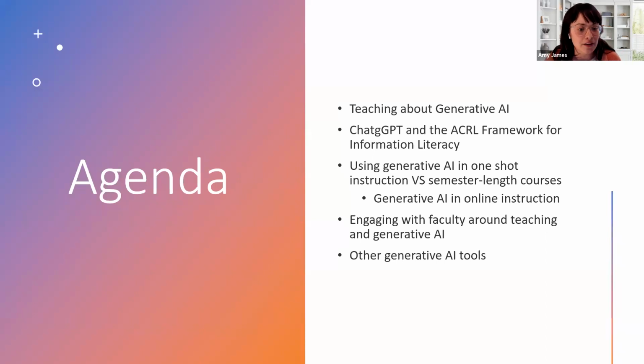So during our time together, we're going to be talking about teaching about generative AI, ChatGPT, and the ACRL framework for information literacy. We'll give a quick overview of our article from CNRL News. We'll talk about using generative AI in one-shot instruction versus in semester-length courses, and we'll touch a little bit on using generative AI in online instruction. We'll also talk about engaging with faculty around teaching and generative AI, and we will also discuss a few other generative AI tools that we've discovered that we really like.